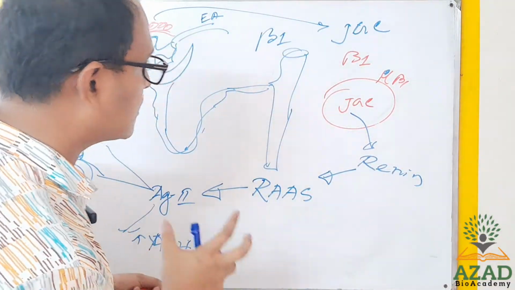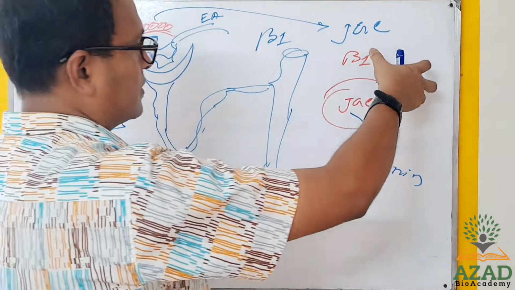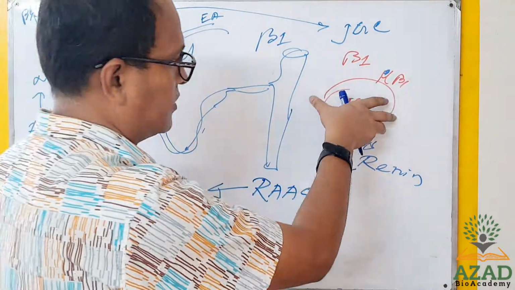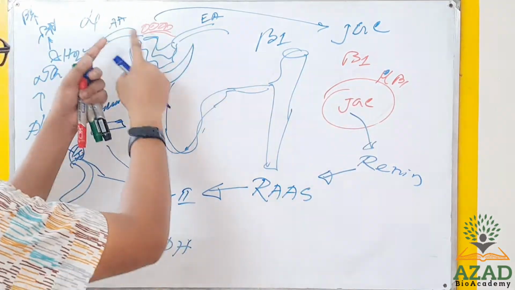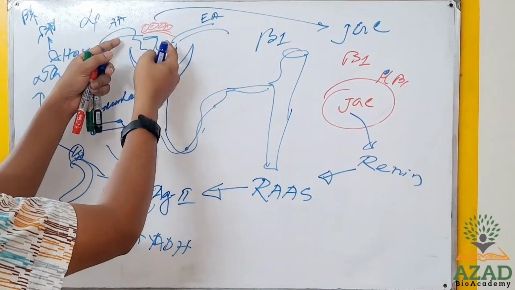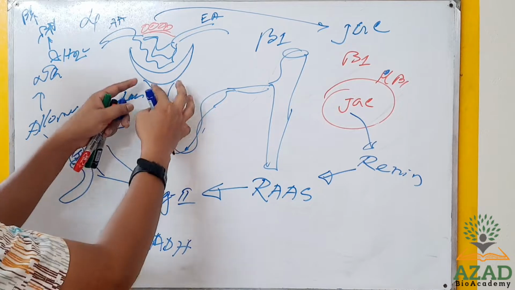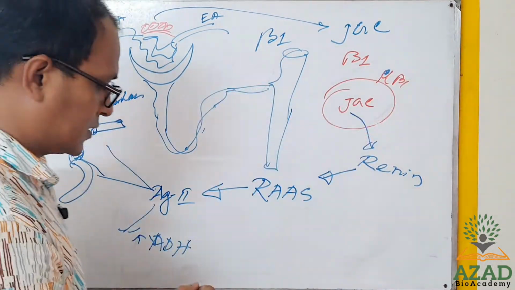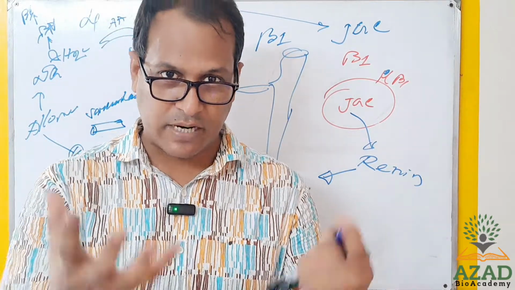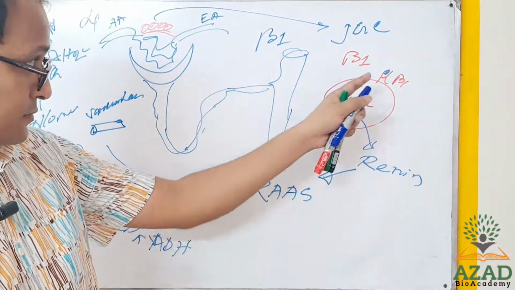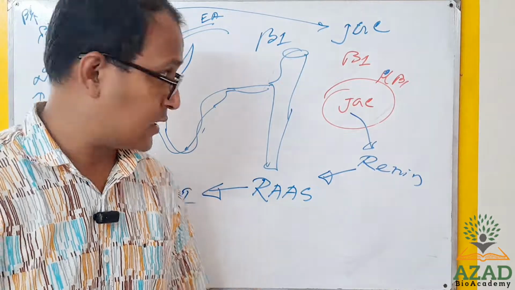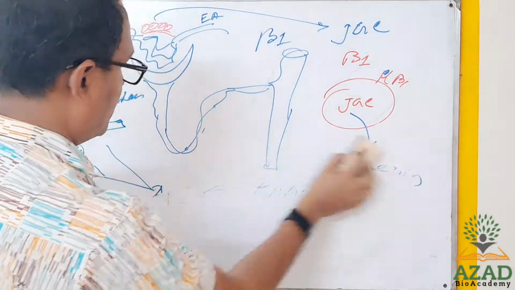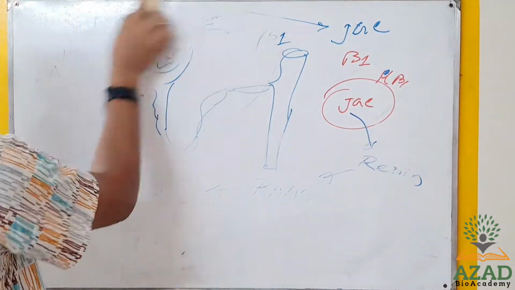So this beta 1 is very much rich in your kidney, basically in your juxtaglomerular cell. But the afferent arteriolar blood vessel also carries alpha 1, and throughout the area alpha 1, alpha 2, beta 1, beta 2, beta 3, all the receptors are there to a certain extent, but the prime role in the kidney is beta 1 mainly, and also alpha 1. So this is the function of adrenergic receptors in the kidney.